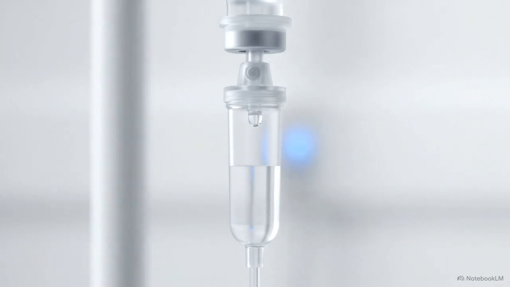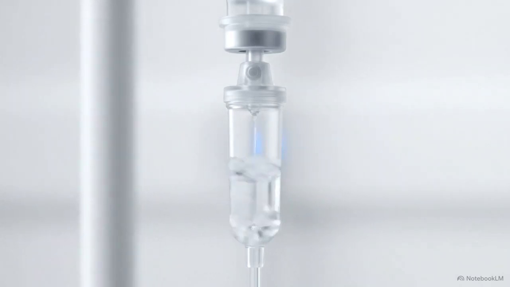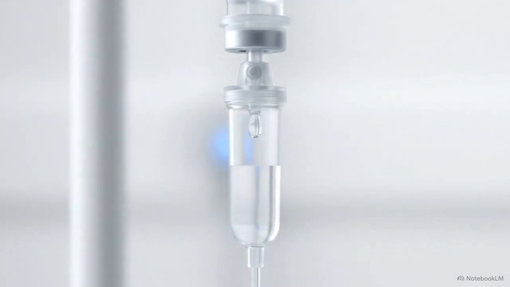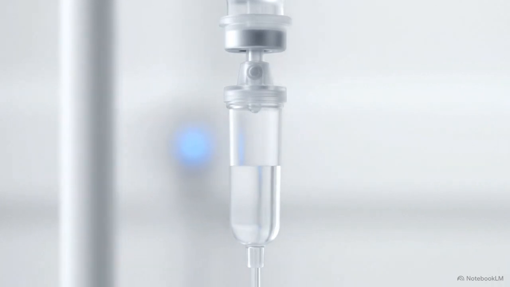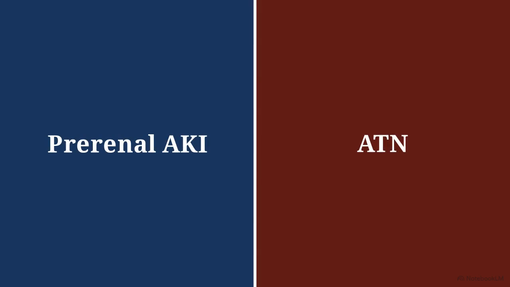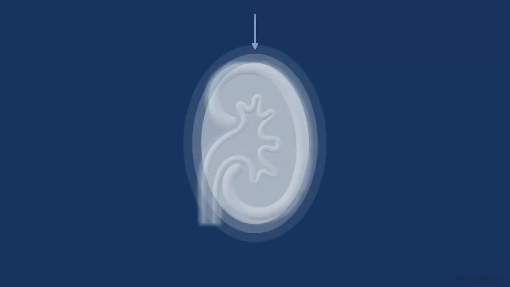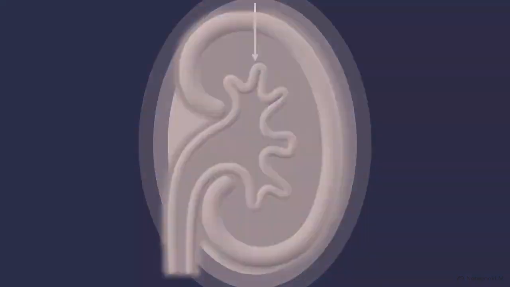A hospitalized patient is suddenly producing dangerously little urine. When kidney function rapidly declines like this, we are usually looking at one of two primary physiological culprits: pre-renal acute kidney injury or acute tubular necrosis, known as ATN. In a pre-renal state, the kidney is severely underperfused, but its internal architecture remains intact.